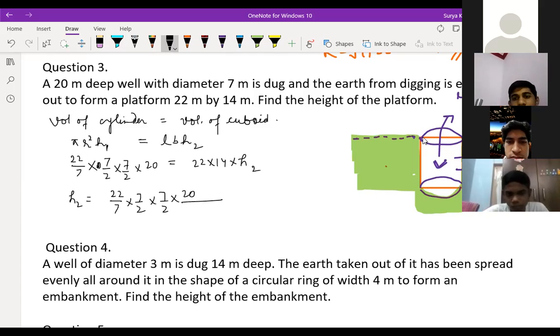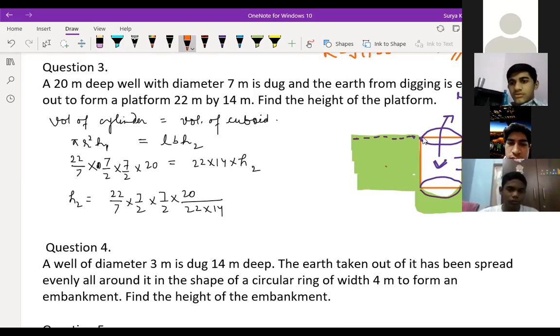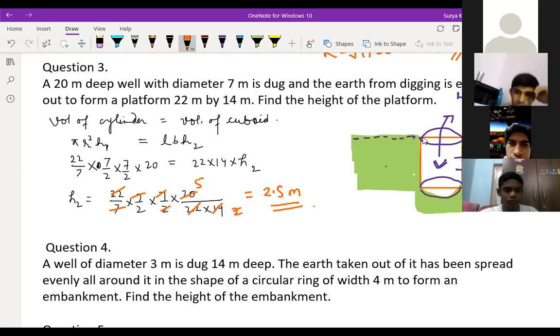And here divide by 22 into 14. If you multiply 22 into 14, then it becomes complicated. Don't multiply. This is the trick you should learn. Don't multiply anywhere. Now you just cancel. 7, 7 cancel. 7 2s are 14. Then 22 cancelled. Then 4 5s are 20. So height is 2.5 meters. Is it clear, children? Yes, sir. You can do this type of questions now.